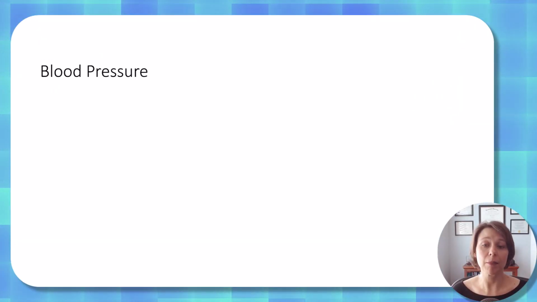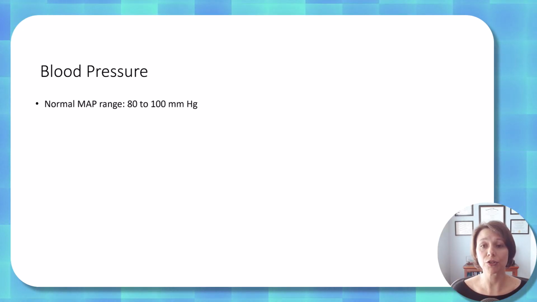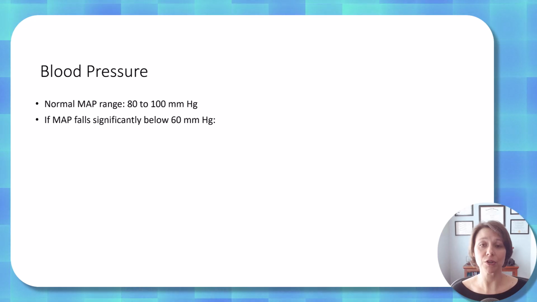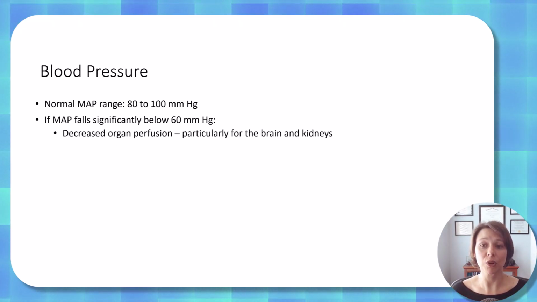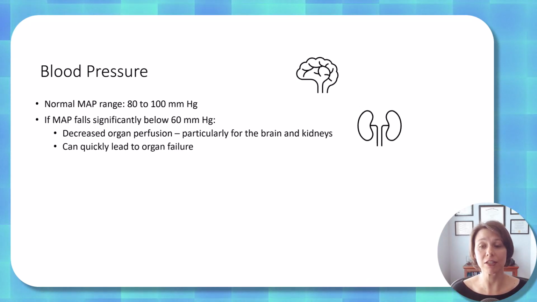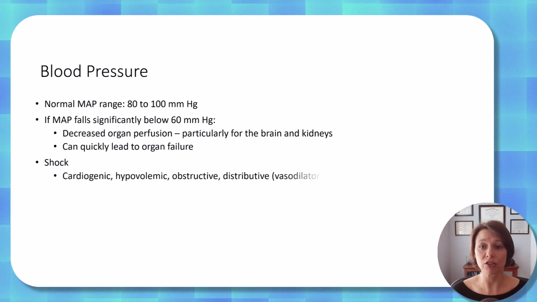As we get into hemodynamics, it will be really important that you remember that mean arterial pressure should fall between 80 to 100. And if mean arterial pressure falls significantly below 60, that results in decreased organ perfusion, particularly for the brain and kidneys, and that can quickly lead to organ failure. And a lot of times we associate that with shock.